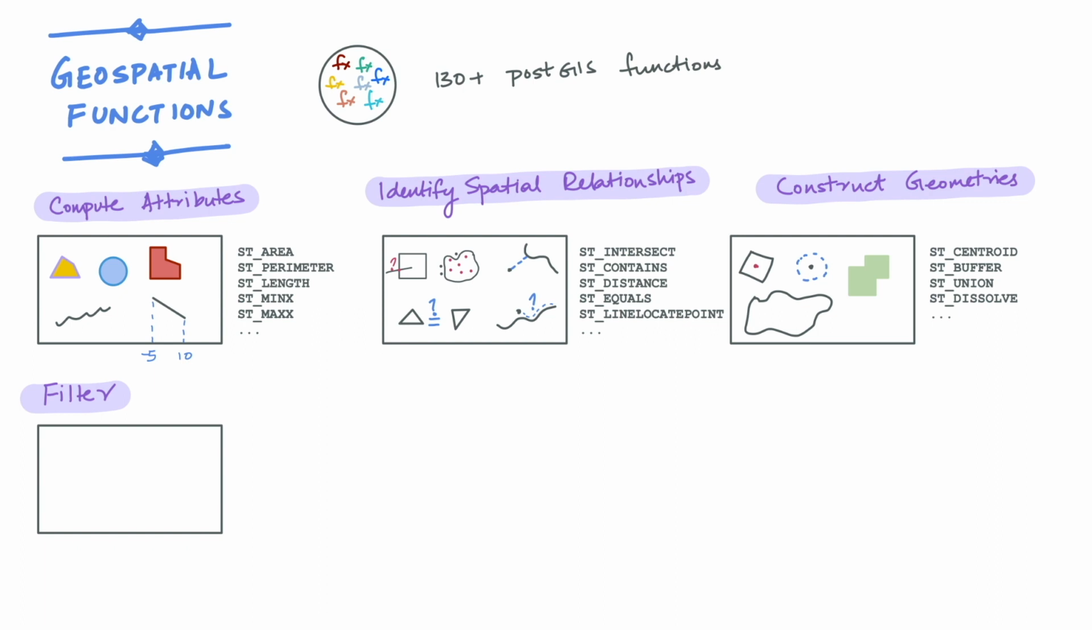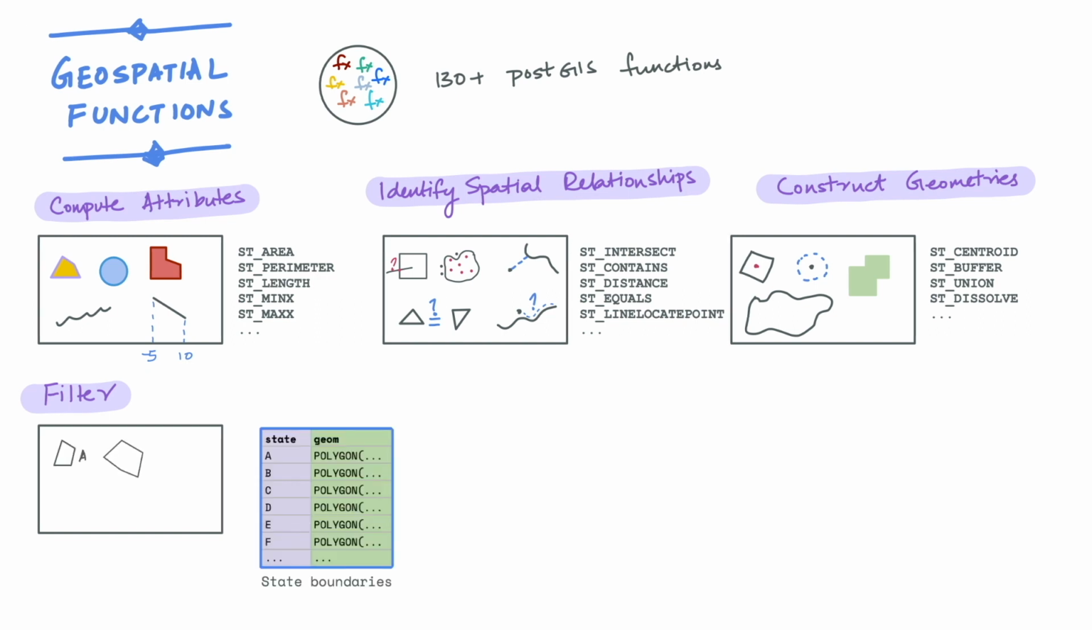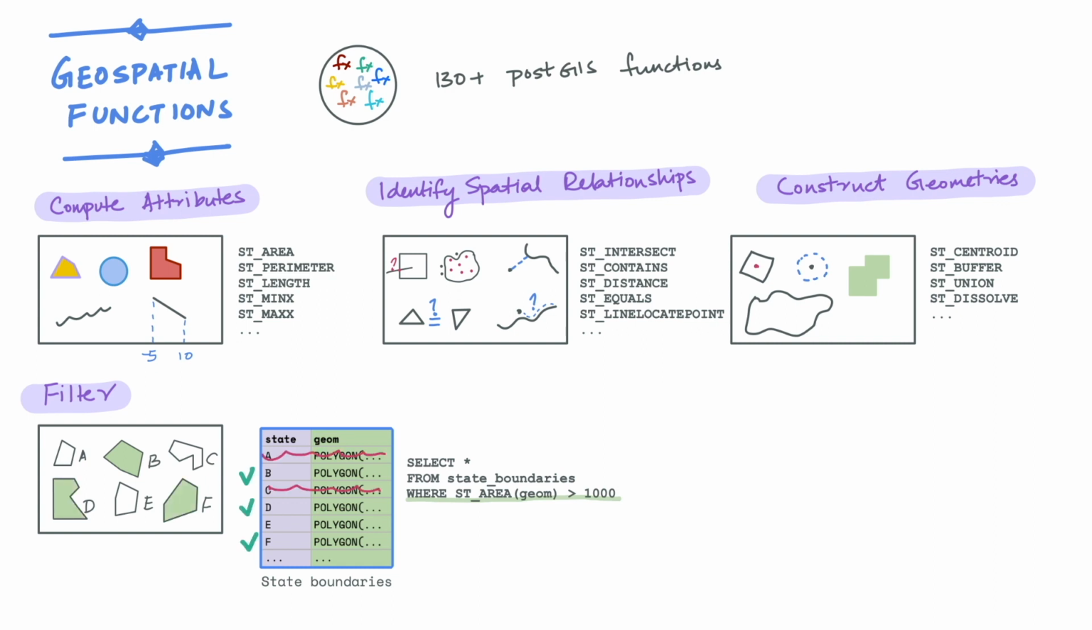In the case of geospatial data, these criteria can be a spatial attribute or a spatial relationship. Let's first look at an example that uses a spatial attribute. Say we have a data set with all the states in a particular country. We would like to filter and keep all those states that have an area greater than a particular threshold. We can use the spatial attribute function st_area to compute this area and then use that to identify all the states in the data that have an area greater than that threshold.